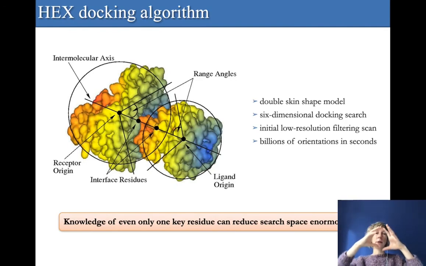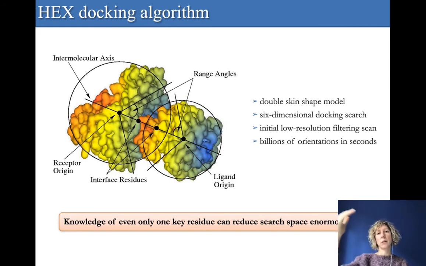So the idea is that you have an external shape, an external skin and an internal skin, and you're trying to maximize the match between the external skin of one protein and the internal skin of the other one, right? If you have the two internal skins touching each other, this is a steric clash. If it's just the external skin, it's not enough. So you are going to play with the angles of the two partners with respect to each other and the distance you have between the center masses.